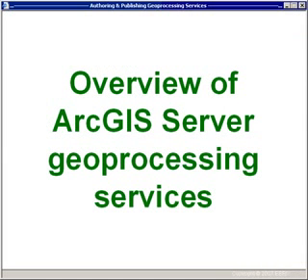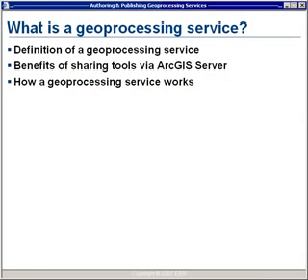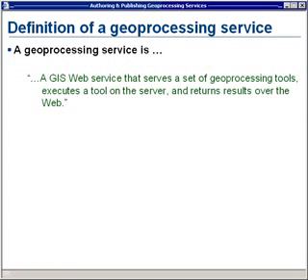The first section is an overview of ArcGIS Server geoprocessing services. We'll define what a geoprocessing server is. We'll also look at the benefits of sharing tools via ArcGIS Server and how a geoprocessing service works. A geoprocessing service is a GIS web service that serves a set of geoprocessing tools, executes a tool on the server, and returns results over the web.